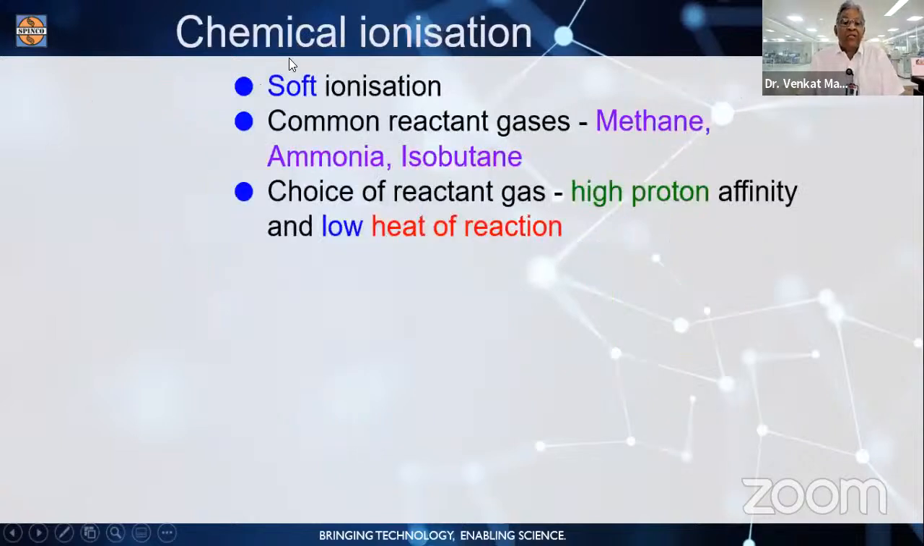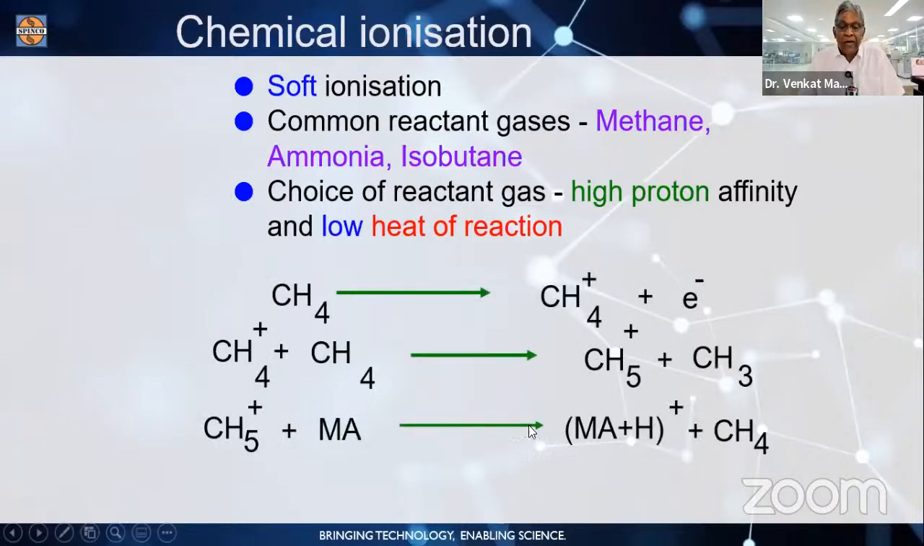Now, this is soft ionization. The common reagent gases used are methane, ammonia, isobutane. They have high proton affinity and low heat of reaction. Therefore, it will get protonated. If M is my molecular analyte, then M plus H becomes my ion, M plus 1. This is 266, this will become 267.